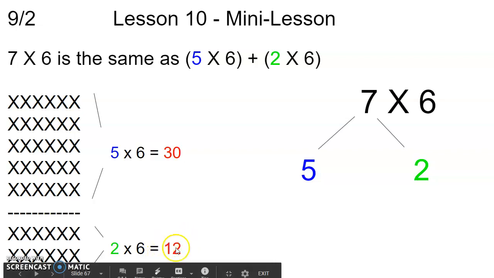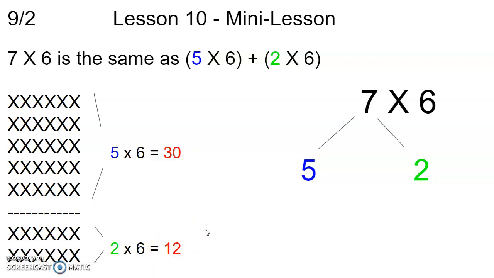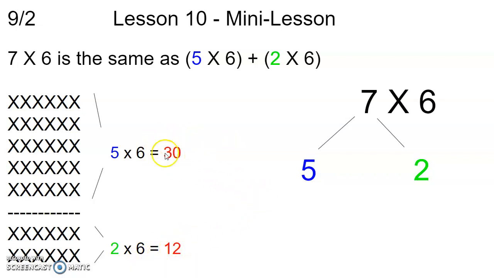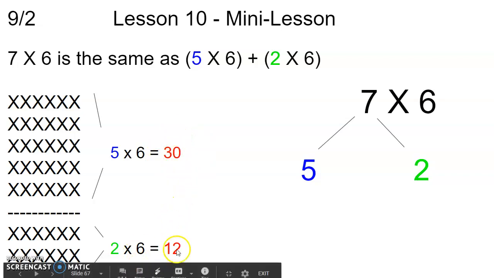And now let's do a count by for 2 times 6. Ready? Hold up your 6 fingers. 2, 4, 6, 8, 10, 12. So we see that 5 times 6 gives us a product of 30, and when you multiply the factors 2 and 6, you end up with a product of 12. So we've got the pieces of Humpty Dumpty here, 30 and 12.